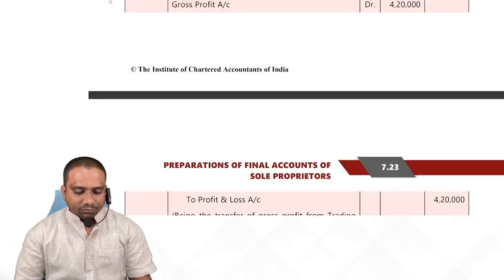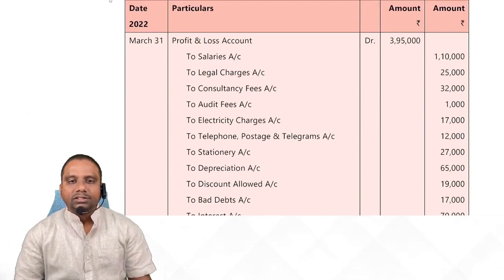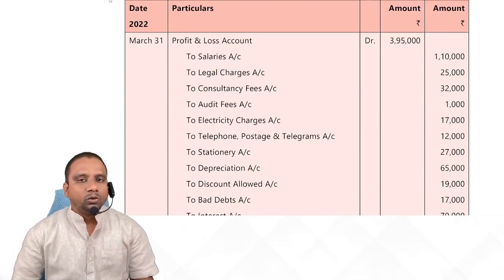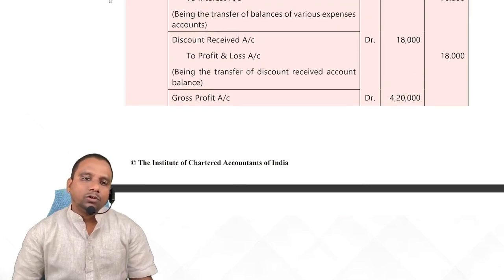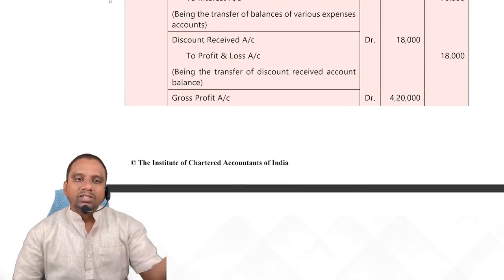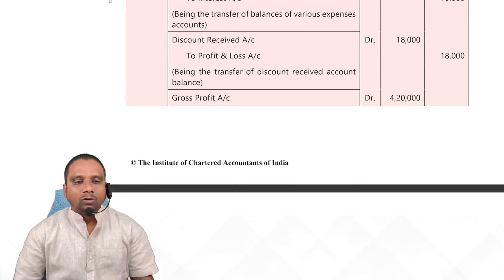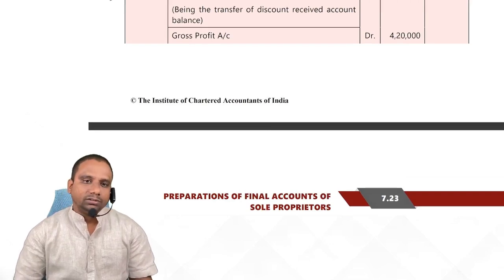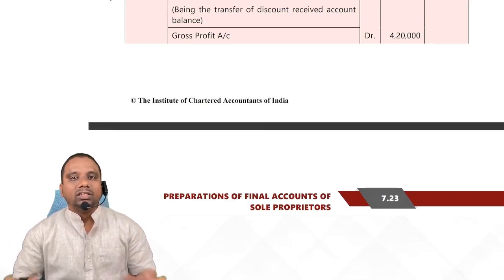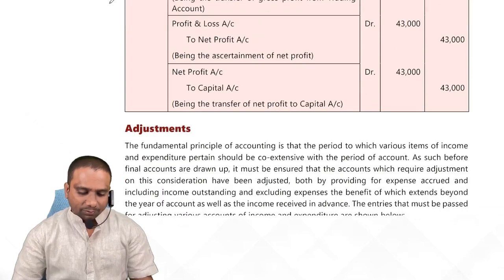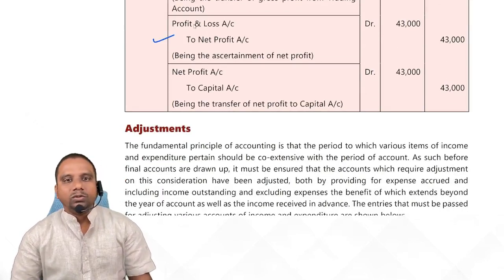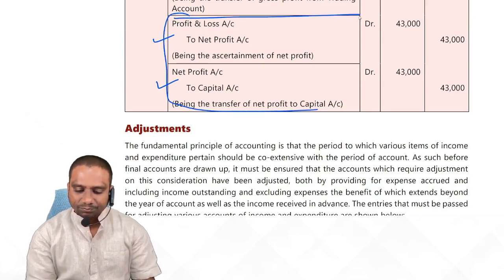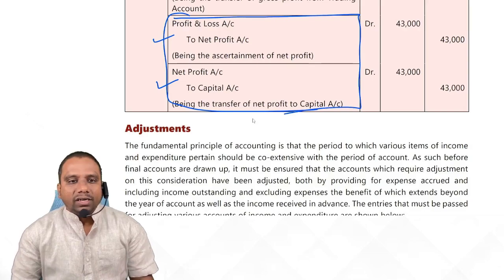Next, closing entries for this. Simple. All the expenses are transferred to P&L account. Entry: profit and loss account debit to expenses accounts. All the incomes are transferred to P&L account. Entry: incomes accounts debit to profit and loss account. Now this P&L account shows either net profit or net loss. This is transferred to capital account. Profit and loss account debit to net profit to capital. You can write a combined entry.